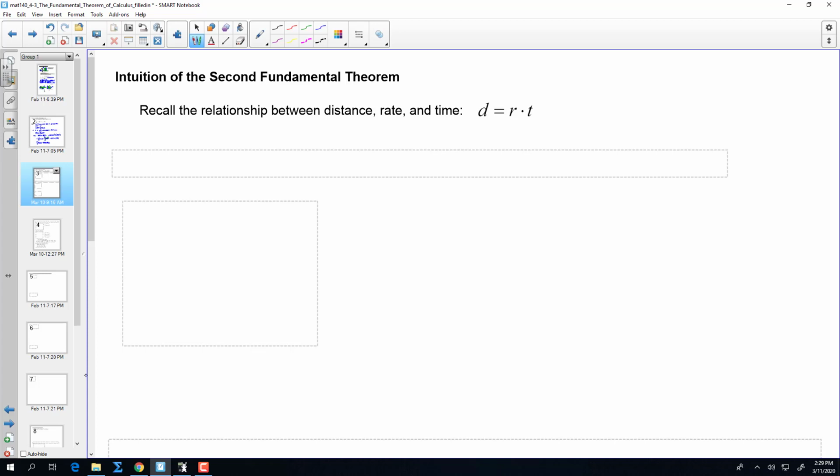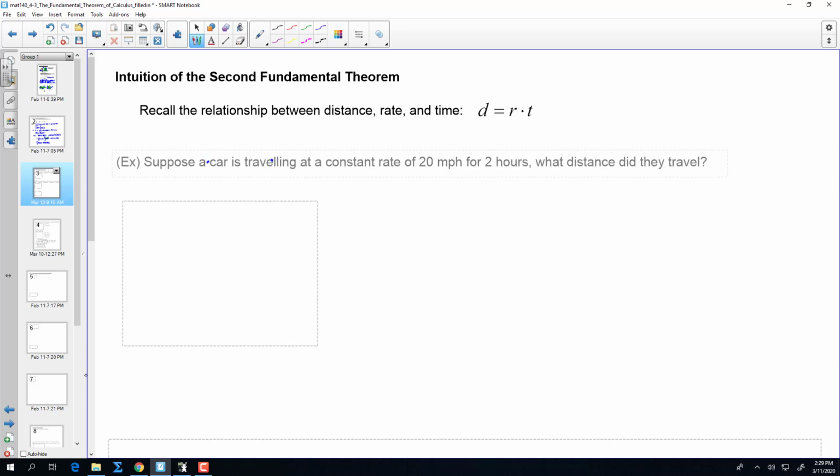Suppose a car is traveling at a constant rate of 20 miles per hour for 2 hours. What distance did they travel? Well, that's not that difficult of a question to answer. We don't need calculus for it. All we really need is this: distance equals rate times time.